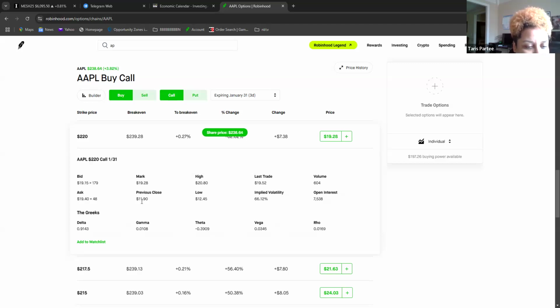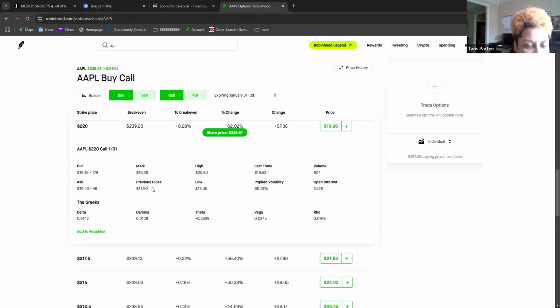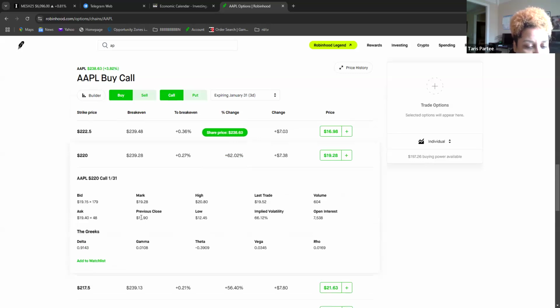Look at the previous close on this one. So if you got in this yesterday and paid $11.90, which is $1,190, look at how much this contract has increased since yesterday, $9. So that's $900 that approximately you could have made on this trade, $800. You could have made in one day based on how much you paid for it yesterday.